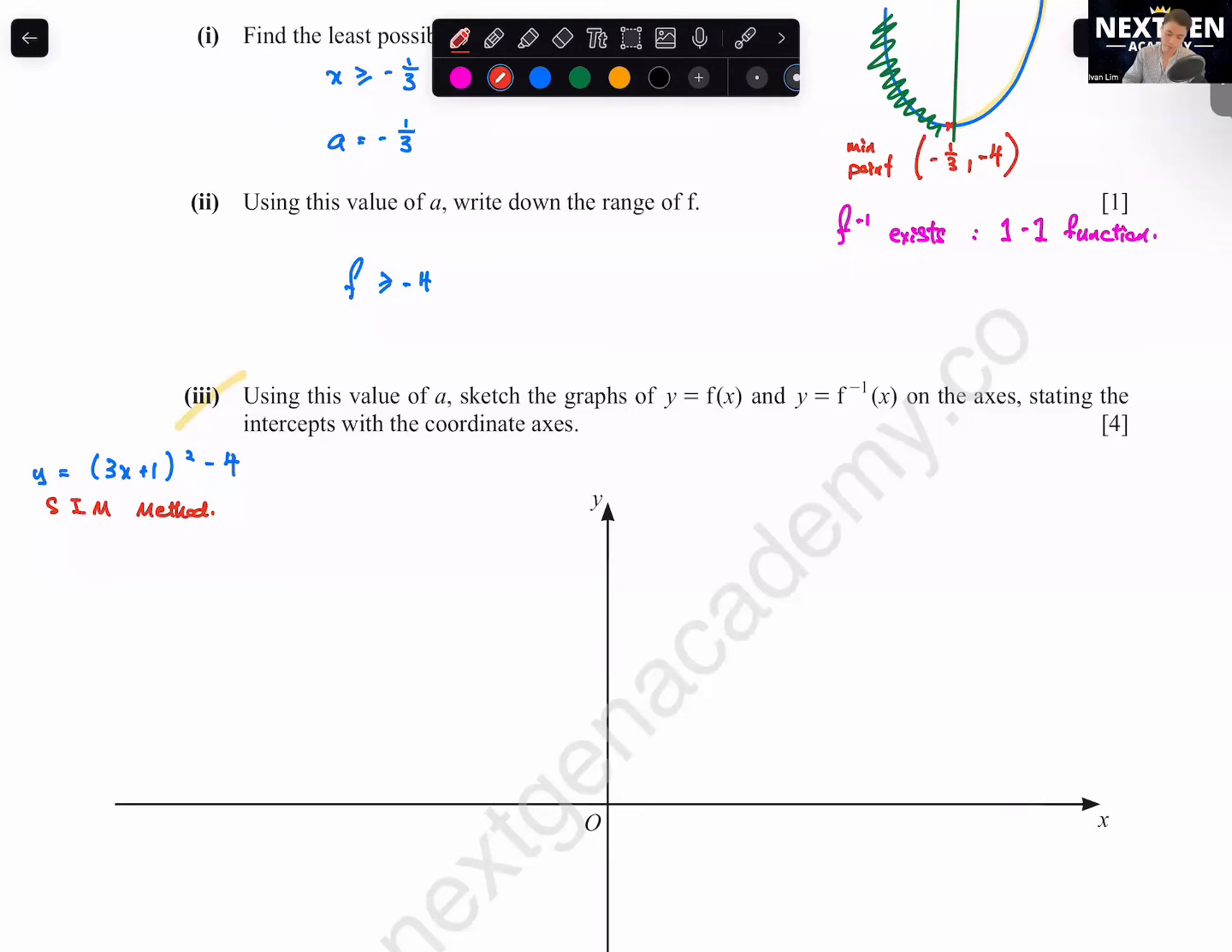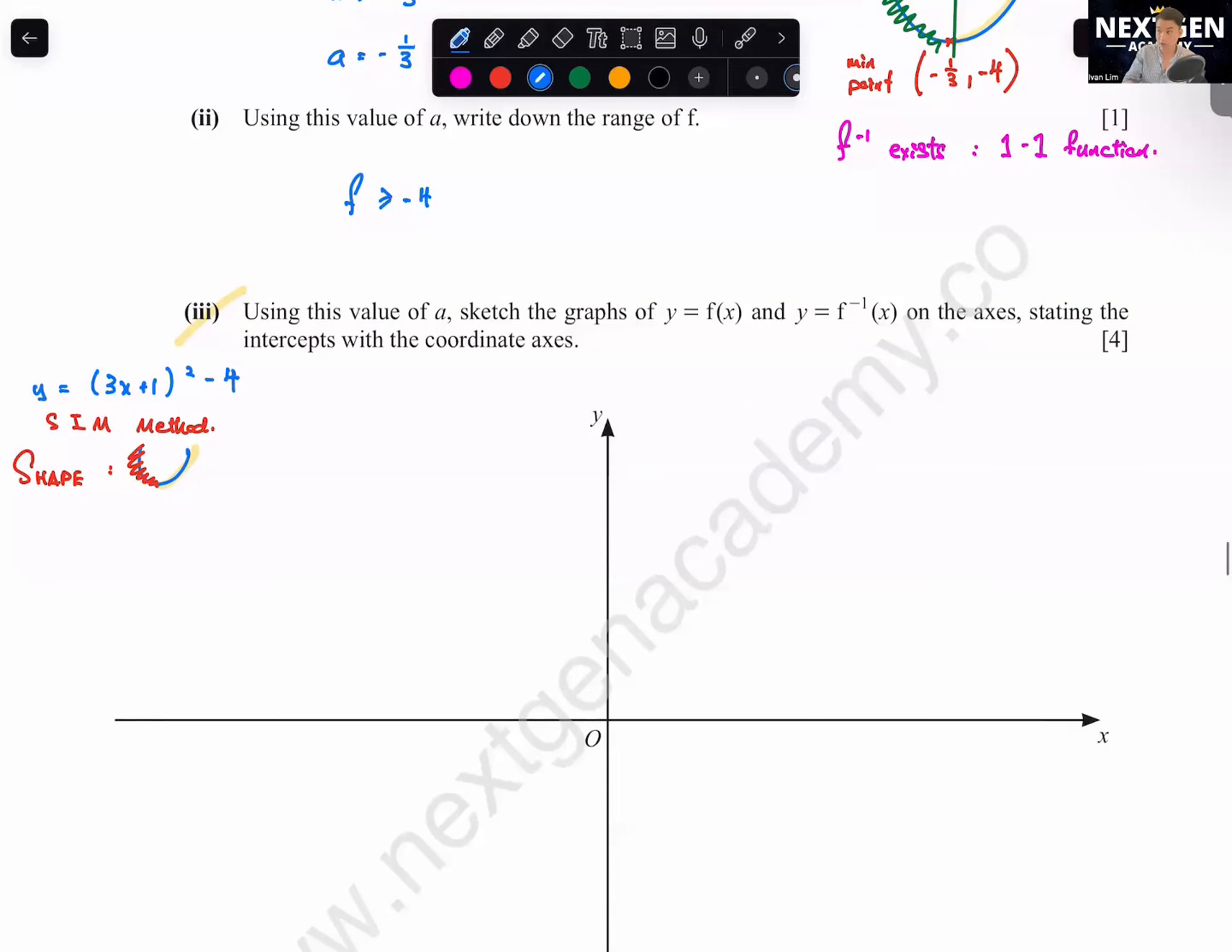First thing we need to determine is your shape. My original shape is like this, a happy face graph. But I am only taking this part here, so we need to know the general shape. I don't want this part here, so I need it to be like that. It looks like a long graph, correct?